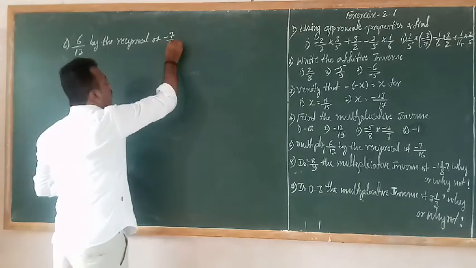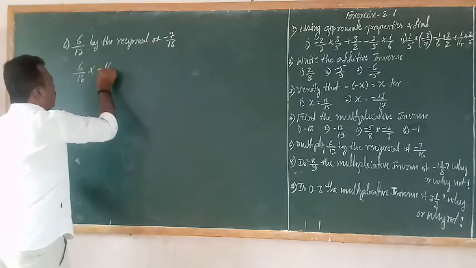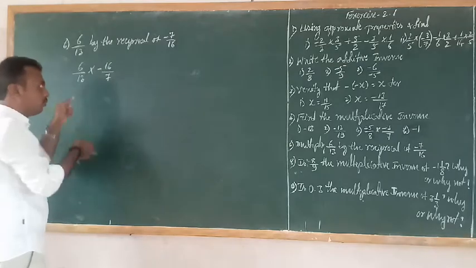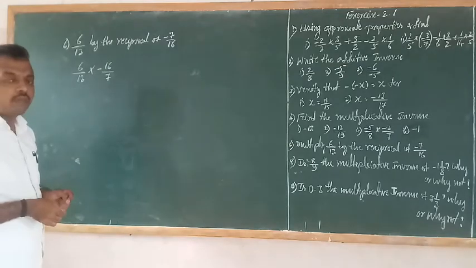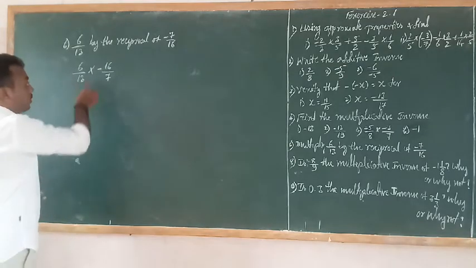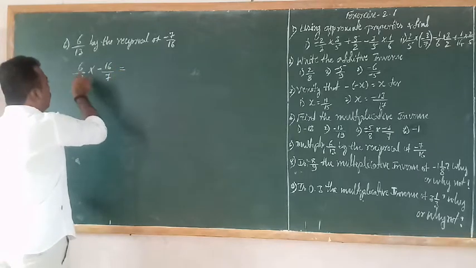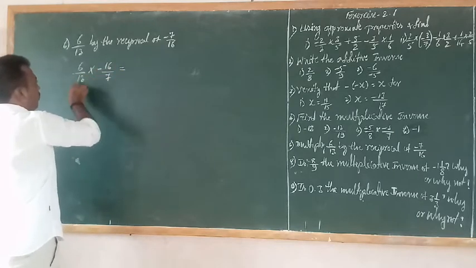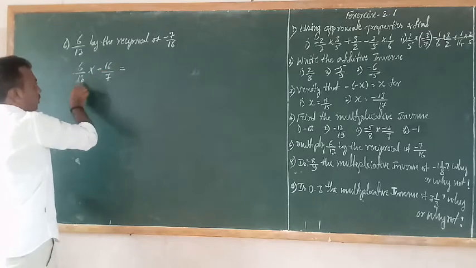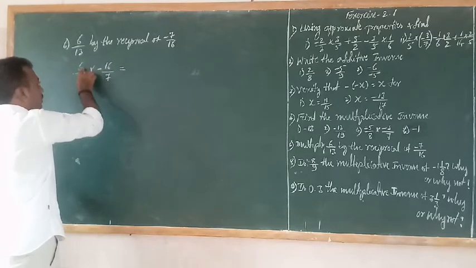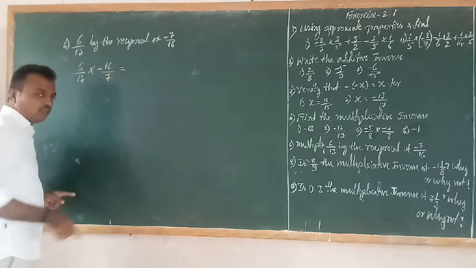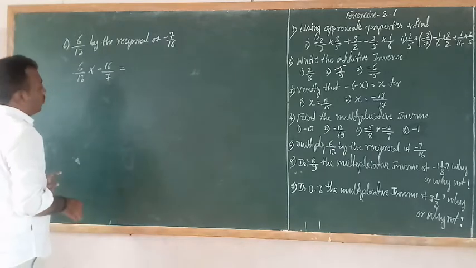What will happen? Minus 16 by 7. Reciprocal means flip: numerator becomes denominator, denominator becomes numerator, but the sign never changes. So the numbers are not going anywhere: 16 and 13 do not cancel, 6 and 7 also do not cancel. No number is divided by any number.